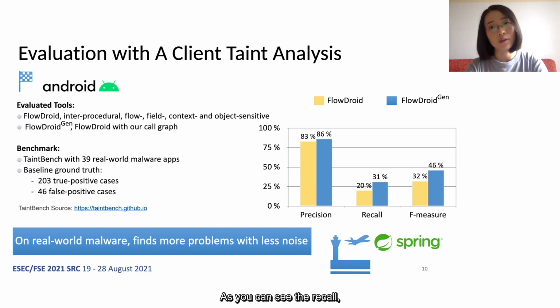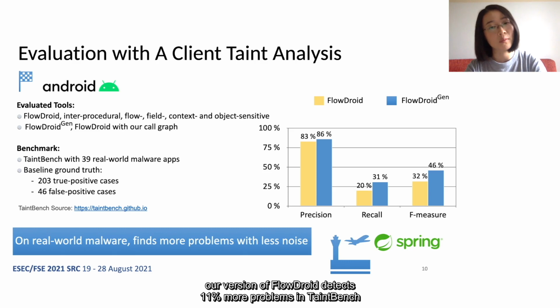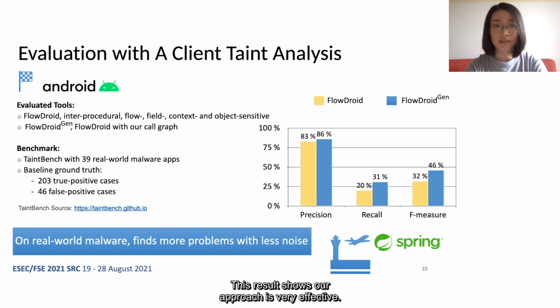As you can see from the recall, our version of FraudDroid detects 11% more problems in TaintBench in comparison to the original FraudDroid, even with higher precision. This result shows our approach is very effective.